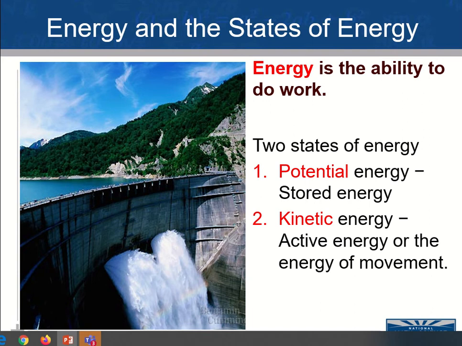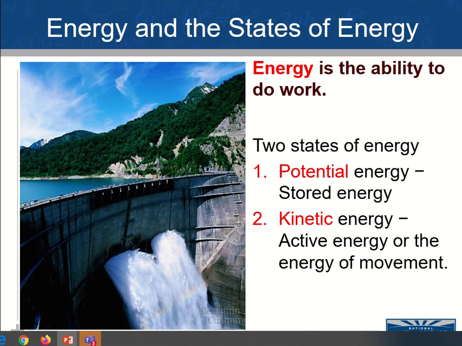Okay, first we need to go back and think about what energy is. Energy is the ability to do work. There are two main states of energy. You have potential energy or stored energy. Potential energy can be chemical energy, energy stored in bonds. Potential energy could be mechanical energy, energy stored in elastics or rubber bands or springs. It can be energy stored in the height of this waterfall here. Those are all stored energy.